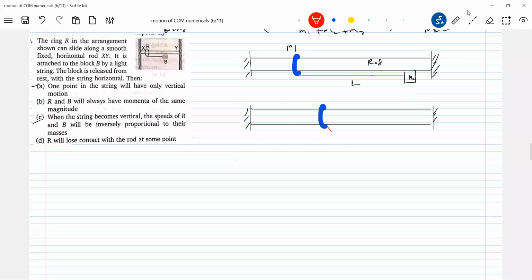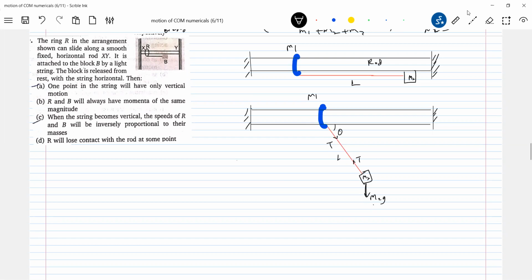And where is the block? The wedge block system. The block will be here. So let it make an angle theta. How the tension will act? Away from the body. And here the weight M2G. This much is the situation after some time. Okay, I want the displacement of block and the ring when string makes an angle theta. Can we calculate?